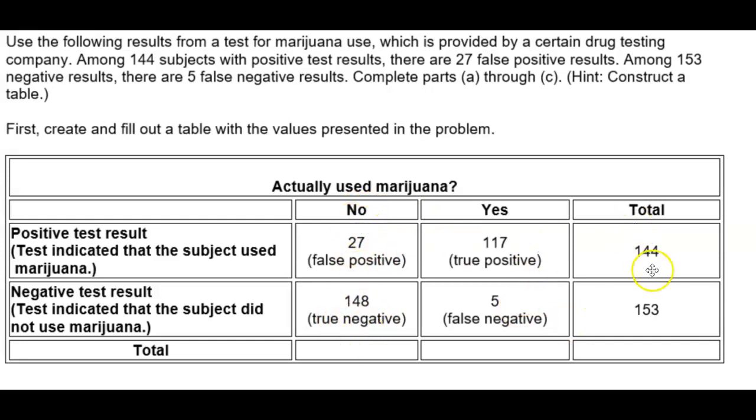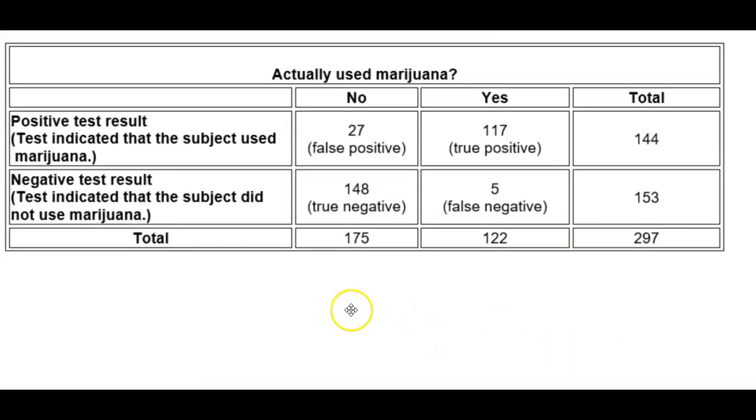Now let's find the total of each column. If we add how many did not use marijuana, 27 plus 148 is going to give us 175. And then how many used marijuana, 117 plus 5 is going to give us 122. Now if you add the total row, it's going to give us the total amount, which is 297. Now that we've figured out the table, we want to answer our questions.